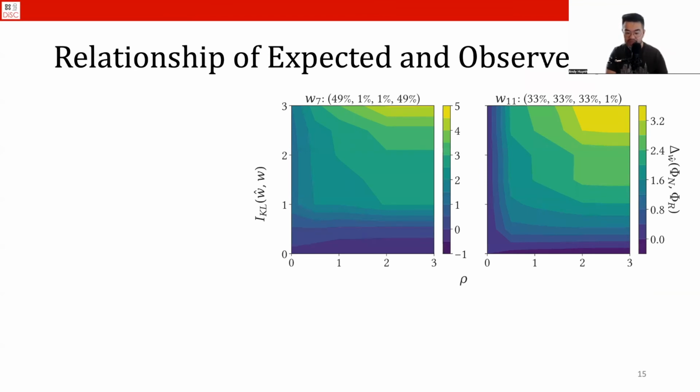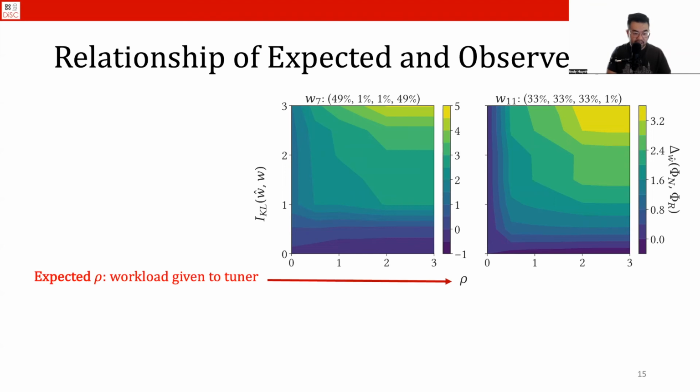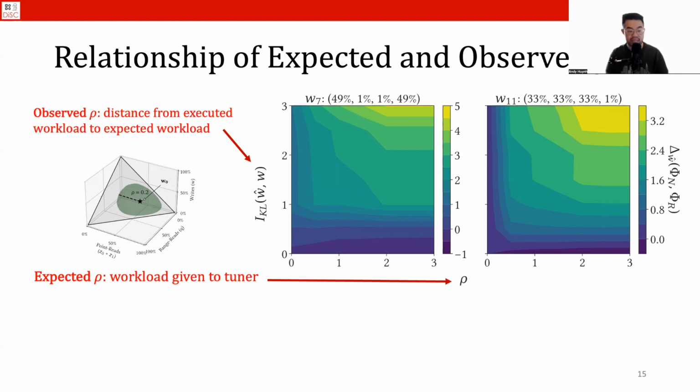Cool. So to examine the difference in robust tunings and nominal tunings, we first need to examine the difference in expected versus observed rho, right? So on the x-axis here, the expected rho is the workload that's actually given to the tuner. So this is the rho value that defines your neighborhood U. The observed rho is the distance from your executed workload to the expected workload that you gave to your tuner. So in this instance, each of the expected workloads are listed on the graph above. And as your observed rho increases, essentially you're executing workloads that are further and further away from your expected workload.